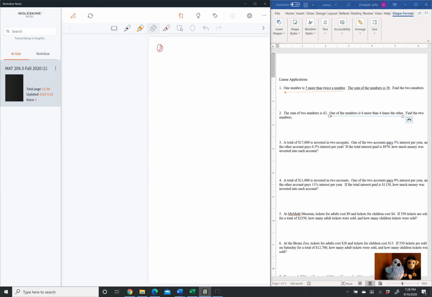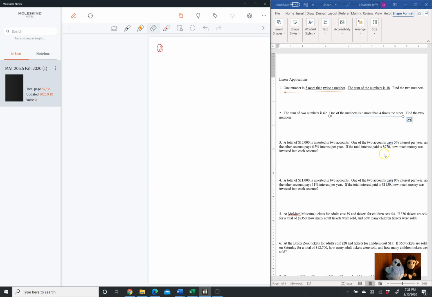So one of the accounts pays 5% interest per year, and the other account pays 6.5% interest per year. Now, the total interest, meaning forget about the $17,000, you're just talking about what you earned on top of the $17,000, is $970. How much money was invested into each account? Okay, so we need to assign our variables first.